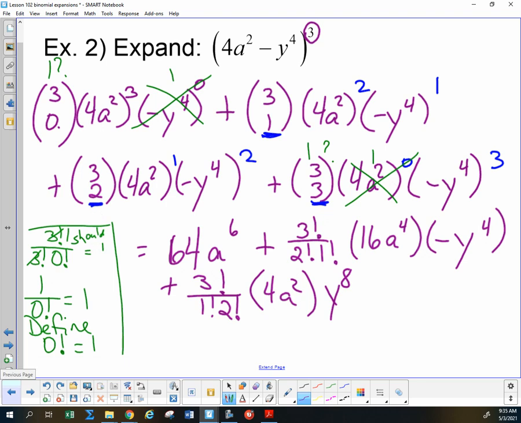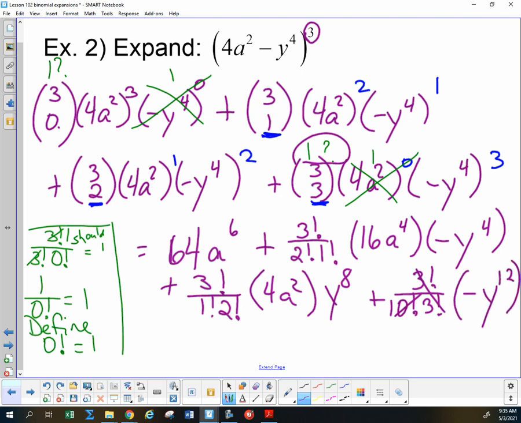Okay, now let's see. If we've got plus 3 factorial over 0 factorial and 3 factorial, the 3 factorials are going to be 1, and we just defined 0 factorial as 1, so that gives us the 1 that we knew from Pascal's triangle we should have on the last term. And then we have minus y to the 4th cubed. Britt, what do I get if I do minus y to the 4th cubed? It will be minus y to the 12th.